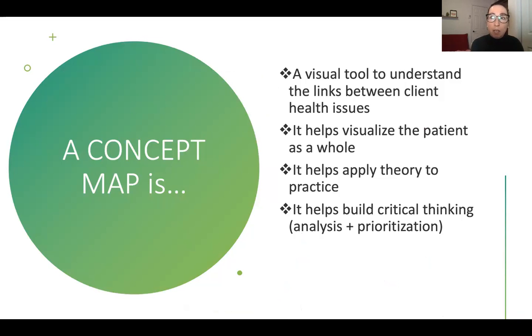Essentially, what the concept map is going to help you do is build your critical thinking skills. It's a visual representation, a diagram of your patient and their health issues. From there, you're drawing connections between each system, each health issue. So it helps you visualize the patient as a whole, to see them in context, and to build your critical thinking skills. So really analysis, prioritization, these types of high-level nursing skills that you're looking to develop in your final semester in nursing. And we're going to facilitate that with concept maps.